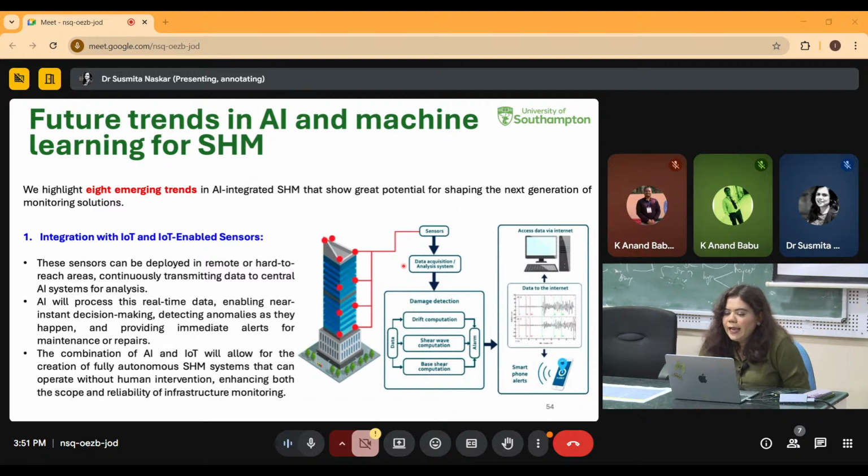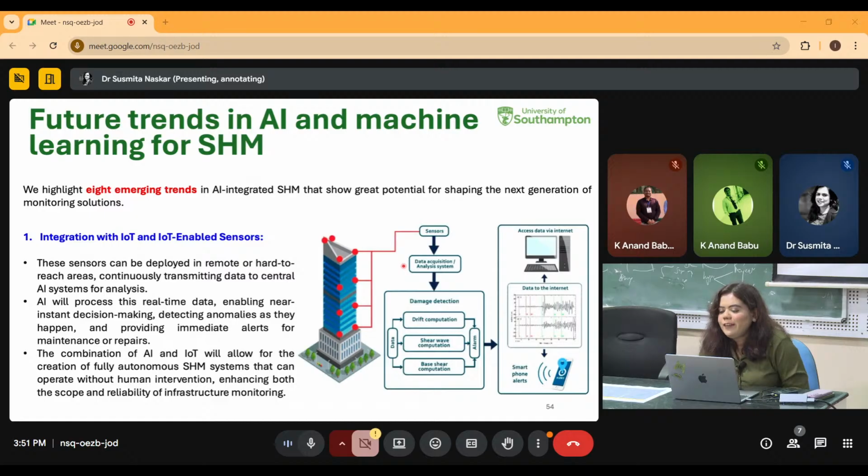And then AI processes the real-time data, right? Which allows near instant decision making. So you can understand that with real-time data, instant decision making can actually happen. You can also detect anomalies as they occur, send immediate alerts, and support predictive maintenance.